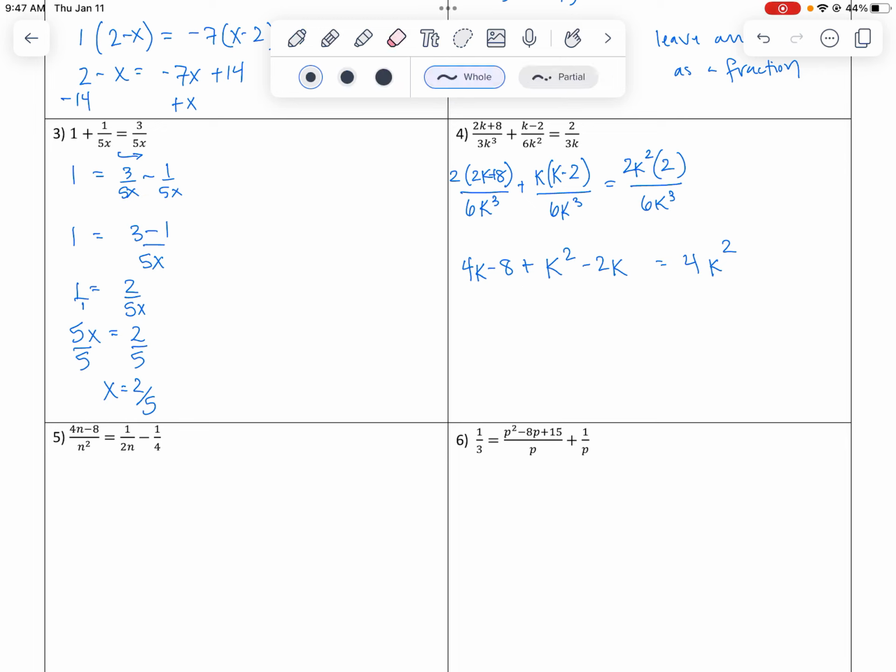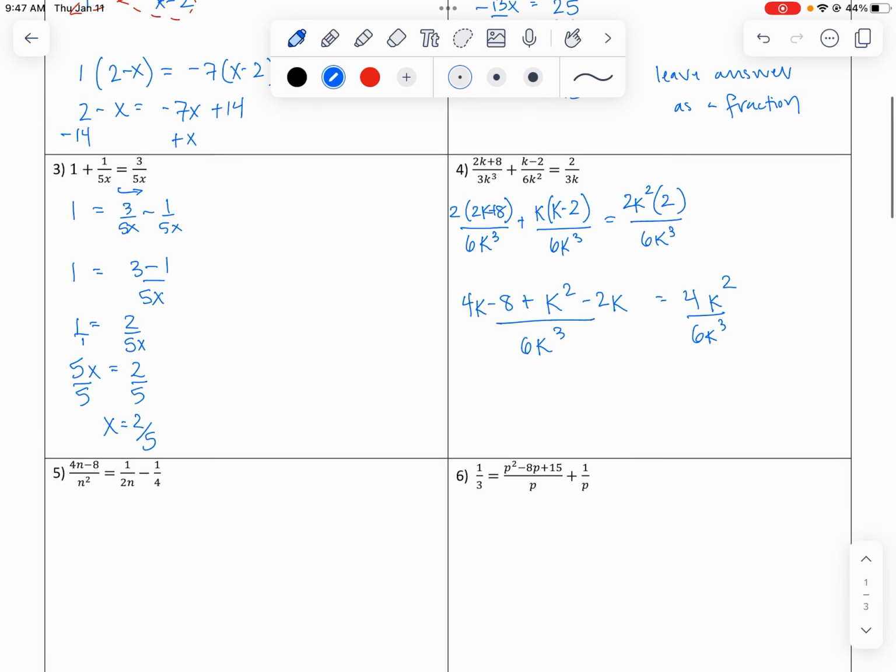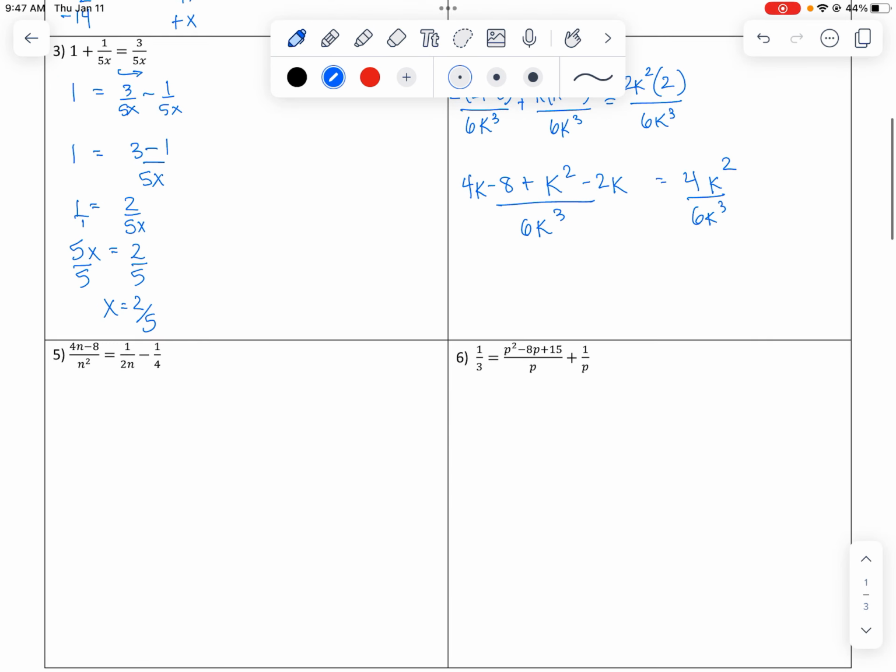That's our common denominator. I'm going to pretend that the denominator's not there because it's the same. Then it could be anything. I'm just going to work with the numerators for now and solve for k. So what I've got here is k squared plus 4k minus 2k, that's plus 2k, minus 8 equals 4k squared.